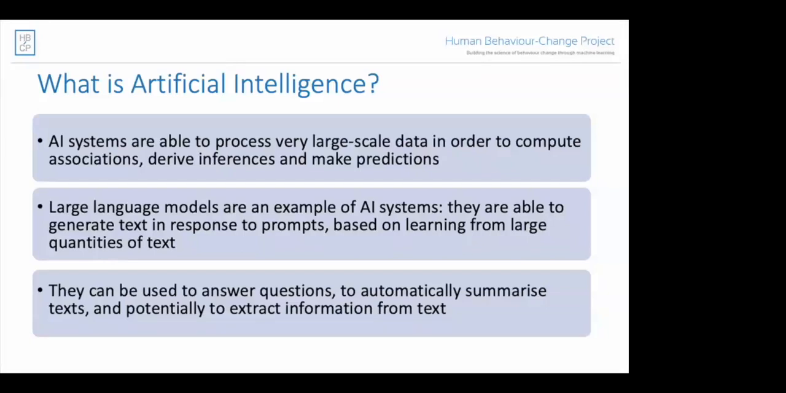And what this means is that the systems develop capabilities to process the text and do interesting things, like they can answer questions based on textual information that they have been provided. They're able to automatically summarize, so transform a longer text into the key messages. And they have the potential to be able to extract information from text, the kind of information that we may want to extract from scientific evidence reports. But in order for them to be able to do that, we have to formulate the information that we want to extract in a clear way so that it's easy to extract.